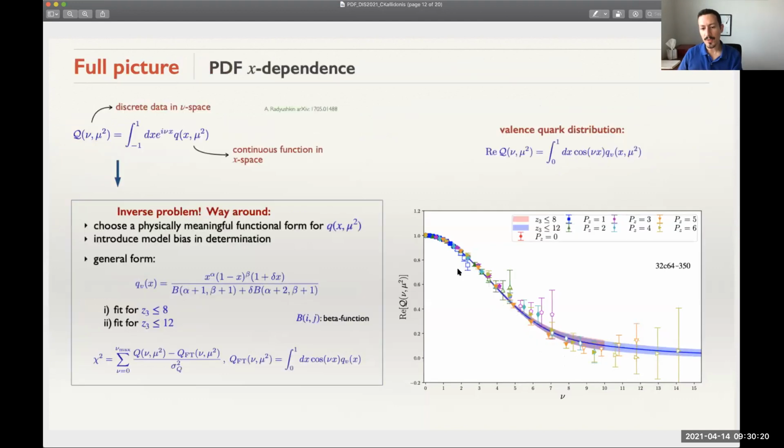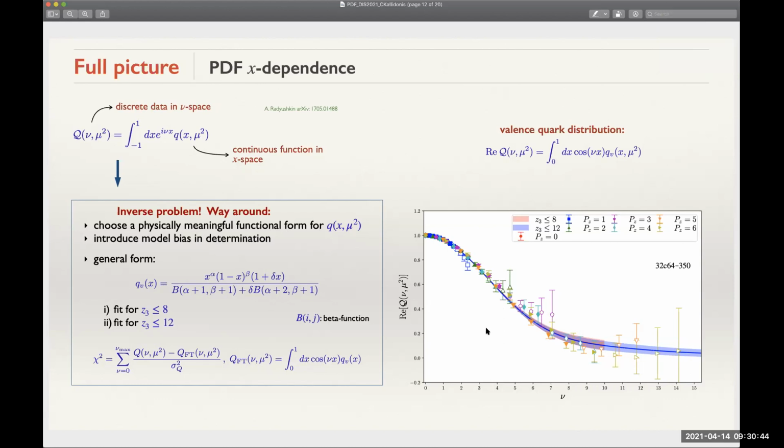But the reason I'm showing both fits over here is just to demonstrate that the fit is basically constrained by the small nu values over here. And even if I include the large Z3s, which don't even fall on the universal curve, the fit doesn't change significantly. Okay, so let me understand what you mean by universal curve.